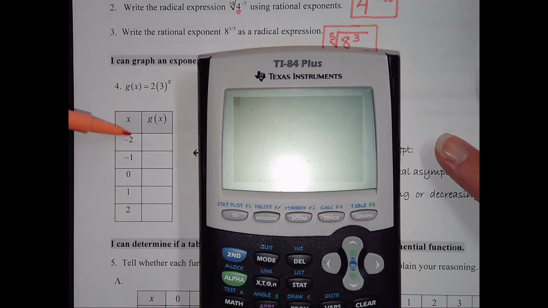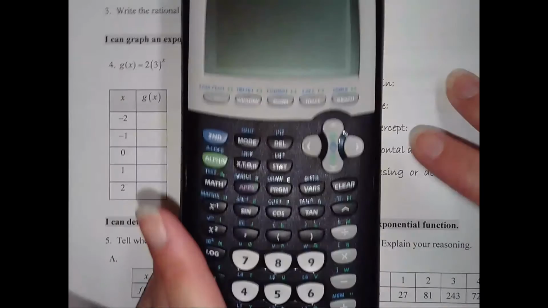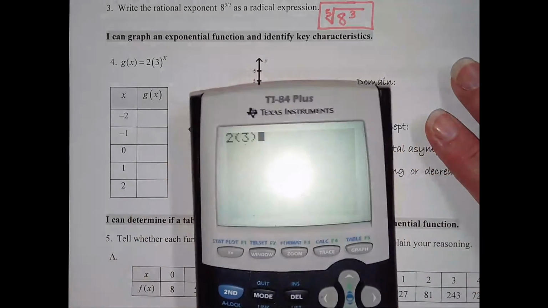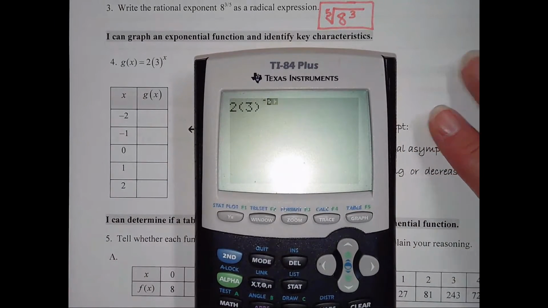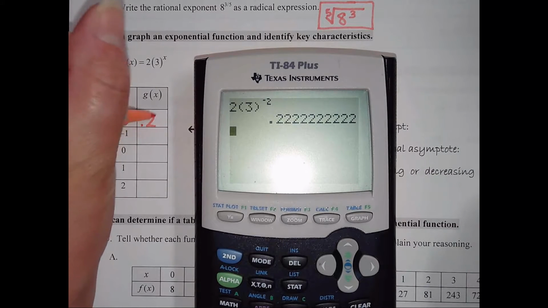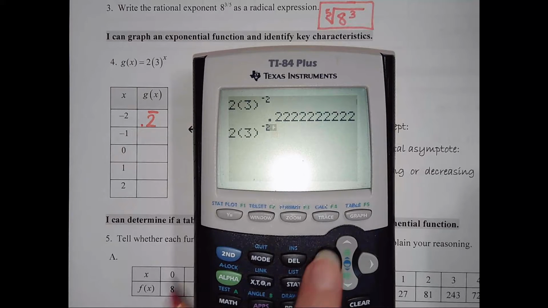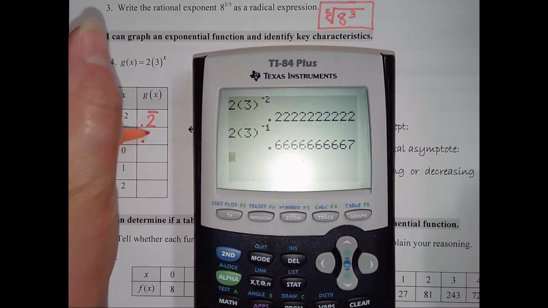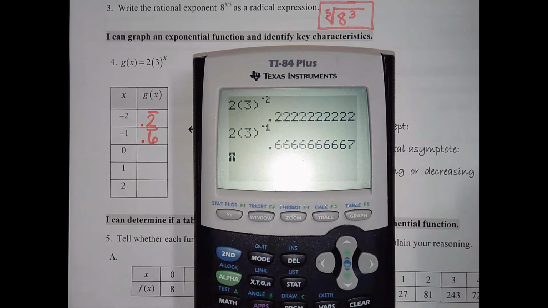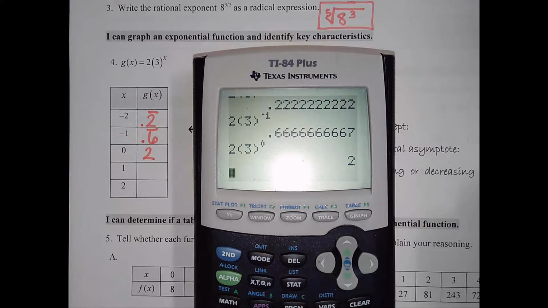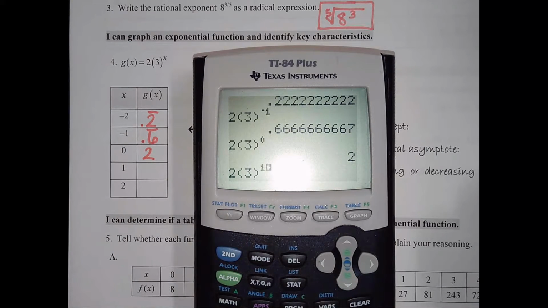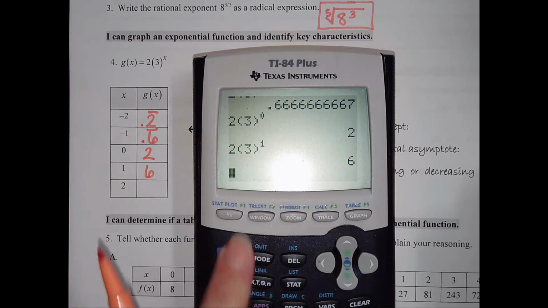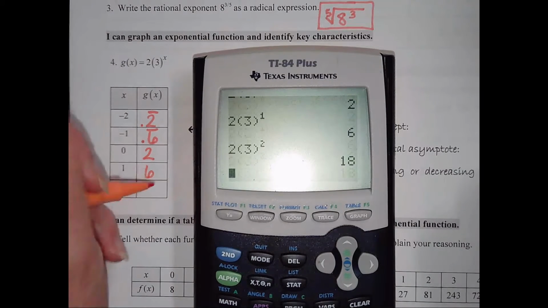So we're going to take these numbers right here and plug them in for the exponent. So we do 2 parentheses, 3 parentheses, and then that caret key, don't forget that right underneath the clear, carry it to the -2 power, and you get 0.2 repeating. Second enter, instead of a -2, I want to plug in a -1, and now I have 0.6 repeating. Second enter, instead of a -1, I want to plug in a 0, and I get a 2. Second enter, instead of a 0, I want to plug in a 1, I get a 6. Second enter, instead of a 1, I want to plug in a 2, and I get an 18.